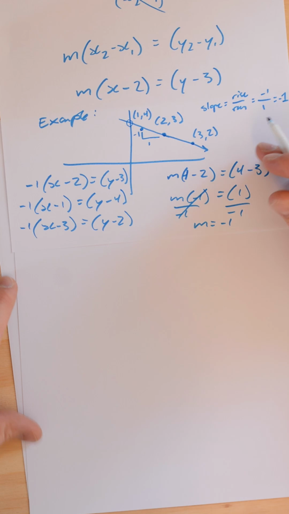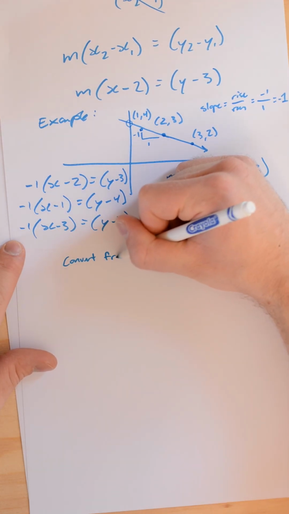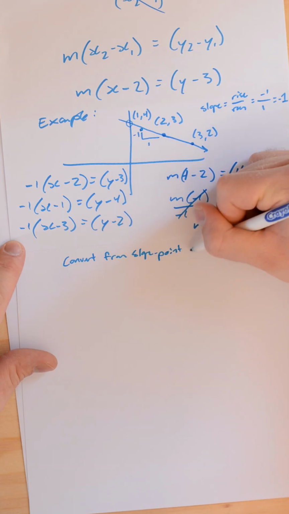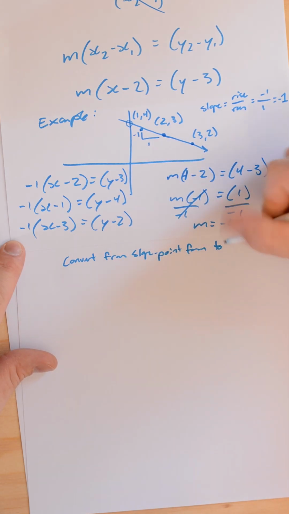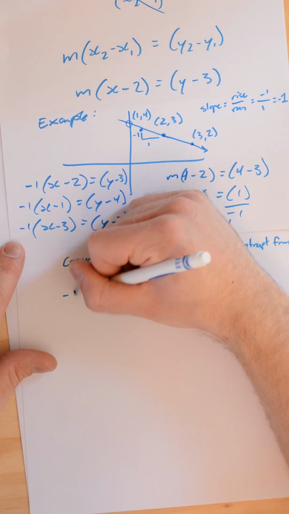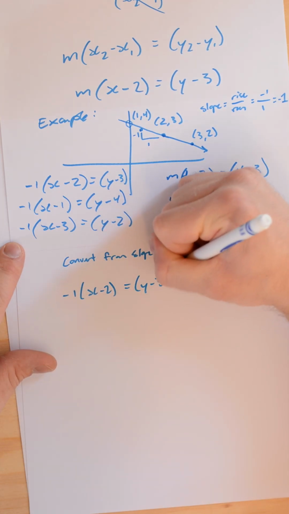Here's how we're going to prove it. We're going to convert from slope point form to y-intercept form. All right? Let's start with the first one: -1(x minus 2) equals y minus 3.